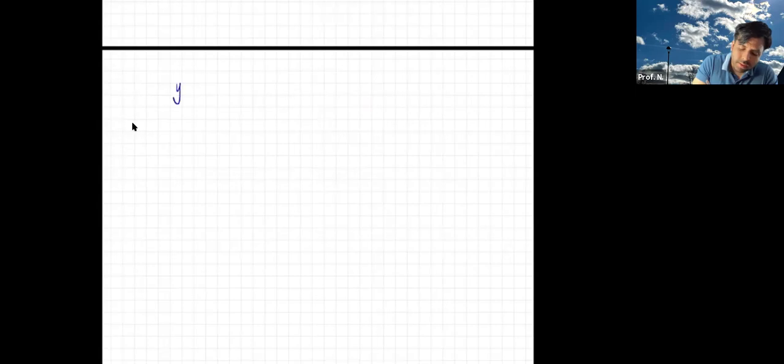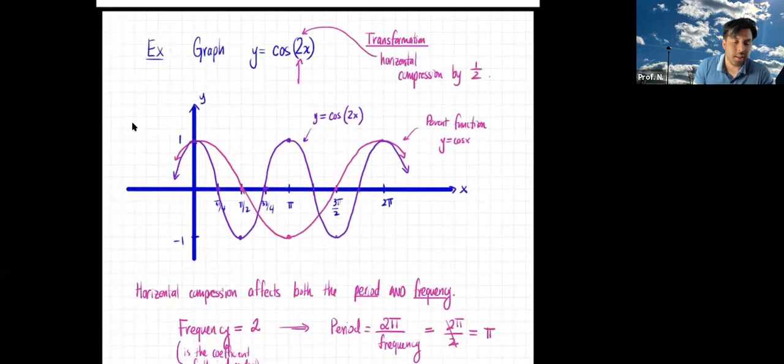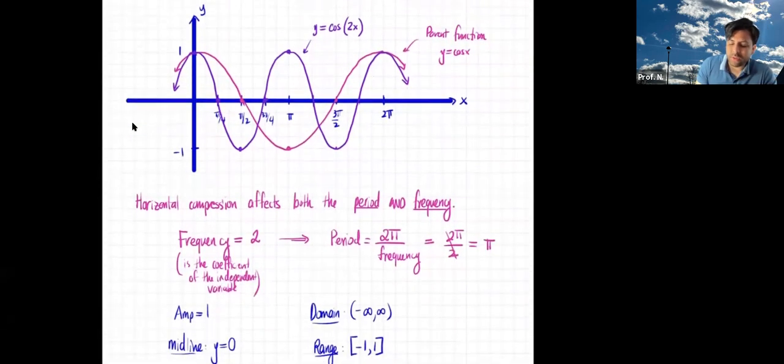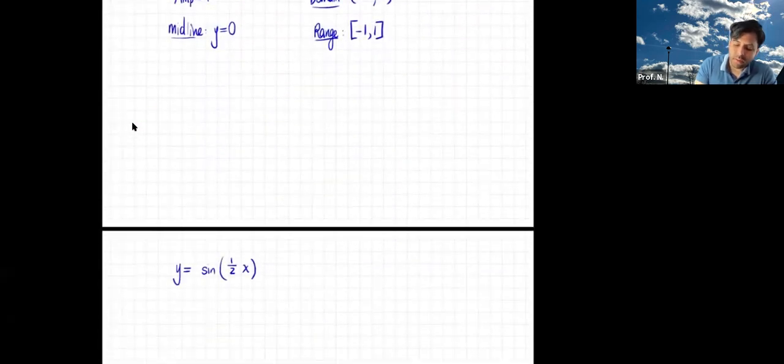So let's do the same thing now, but let's do the following. I'm going to do sine of 1/2 x instead. So in the previous example, we did cosine of twice the independent variable, 2x, and it was a horizontal compression by 1/2. So what is sine of 1/2 x? What kind of transformation am I applying here?